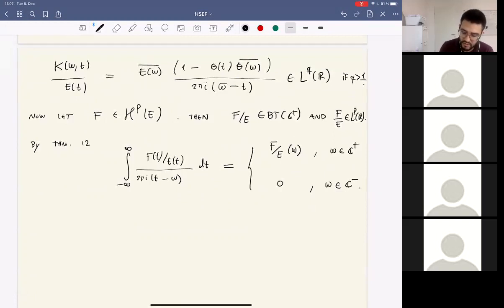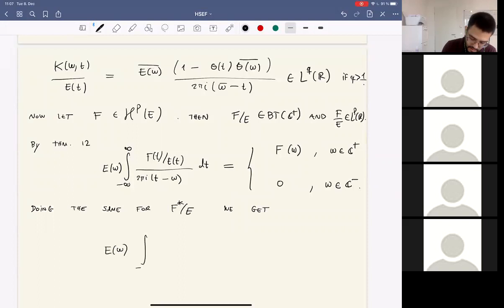So let me rearrange terms, let me multiply everything by E of w. Now we just have F here, okay. And then we can do the same for F star over E. And then we get the same thing, but for F star, which on the real line will be just F bar.